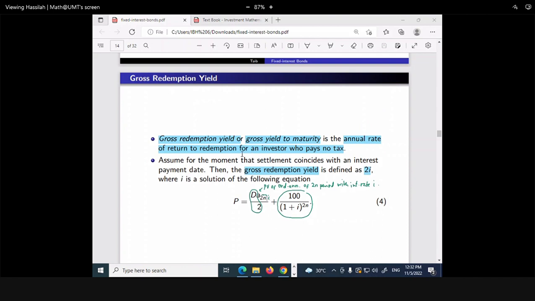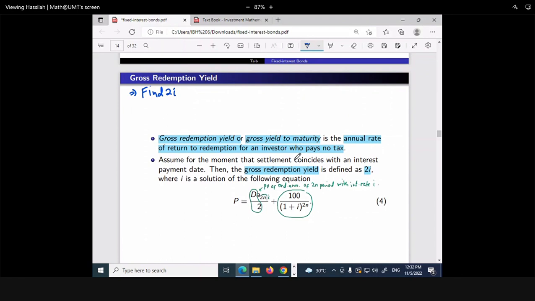Okay, so bila kita kata gross, you have to remember gross maksudnya kasar, tak ada tax. Okay, kalau net ada tax. Dua yang you kena ingat, gross ataupun net. Net mesti ada tax. Okay, so untuk kira gross redemption yield, you perlu cari 2I. Itu je idea dia. Gross redemption yield ialah you cari 2I. Find 2I.